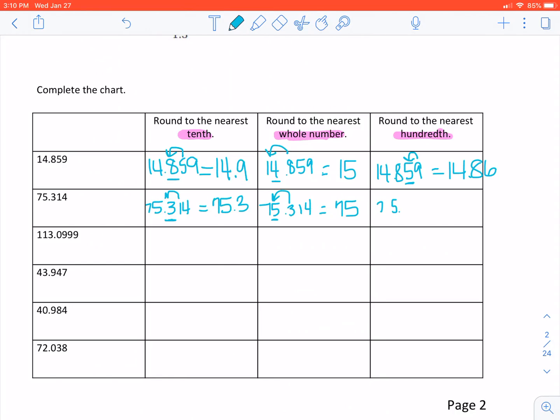And the last one, 75.314 hundredths. So that would be your 1. 5 or above, give it a shove. 4 below, let it go. So we're going to leave it as 75.31.